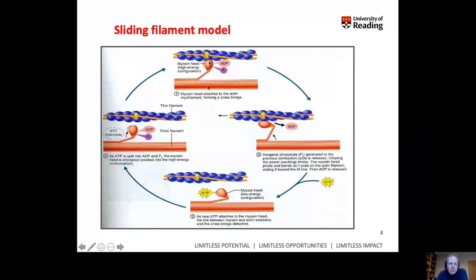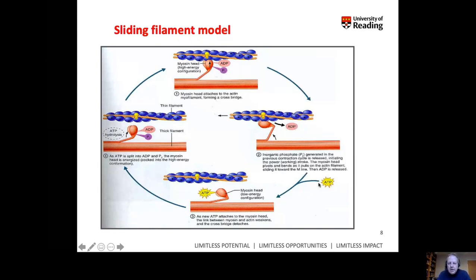So let's start at number one. Let's say at starting position, myosin heads are attached to actin, and they form this cross bridge that we mentioned before. In this configuration, you've got ADP, adenosine diphosphate, and inorganic phosphate attached to the myosin head. The inorganic phosphate is released to initiate step 2. So in step 2, the myosin head pivots, as it says here, and bends and pulls the actin filament to start initiating contraction.